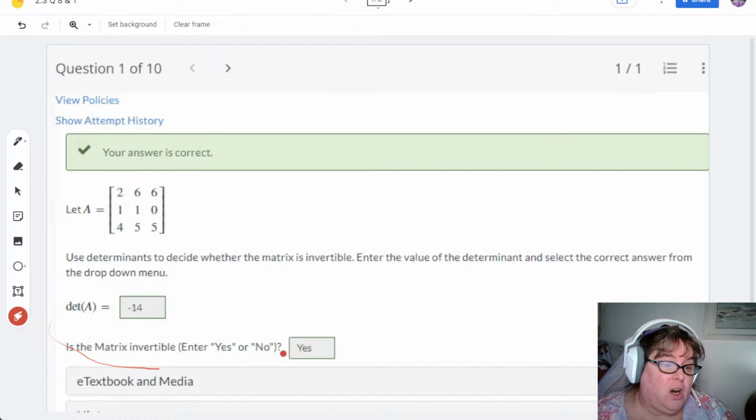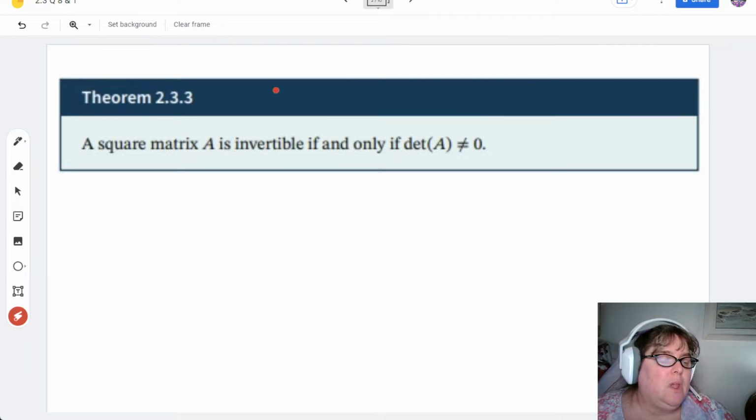And here are our correct answers, but I'm going to show you how to do that. In theorem 2.3.3, a square matrix A is invertible if and only if determinant A is not equal to 0.